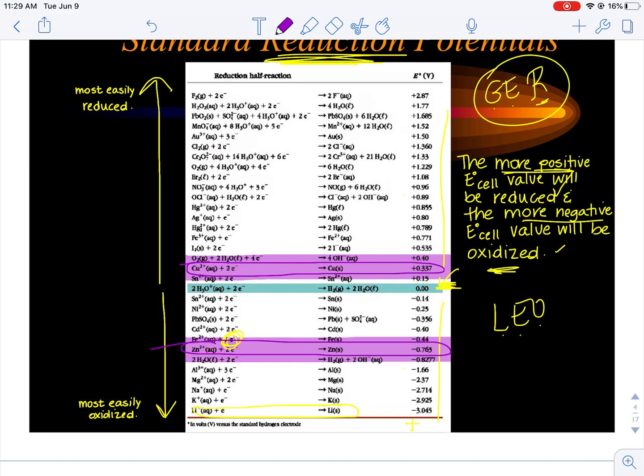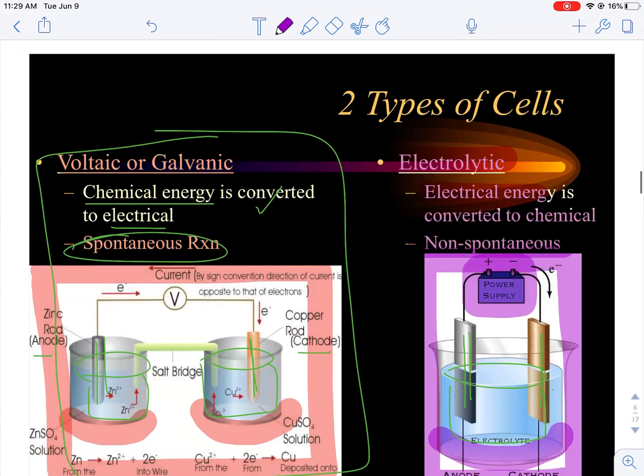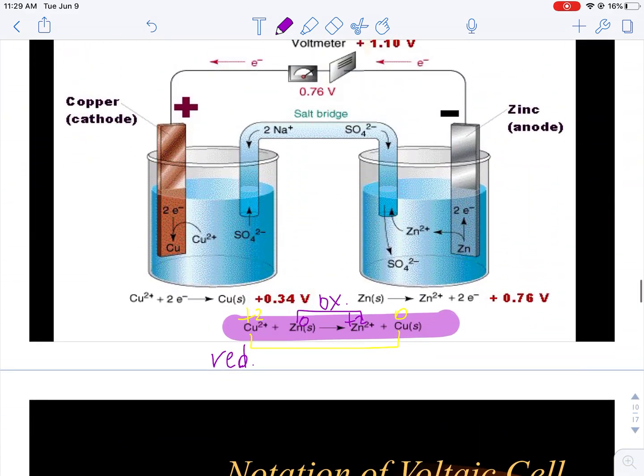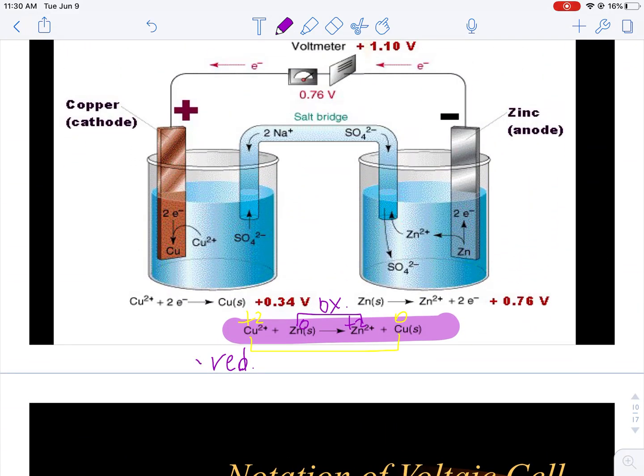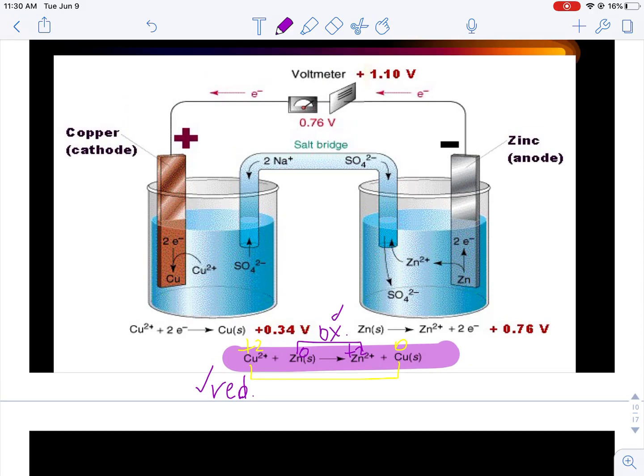There are 2 half reactions. According to what we said about the standard reduction potential chart, looking at these 2 E-cell values, the one that's more positive will be reduced, and the one that's more negative will be oxidized. Copper 2 plus, that's more positive. Zinc 2 plus, that one's more negative. Double checking, that's exactly what we said. The copper was being reduced, the zinc was being oxidized. So I just want to share with you how that's matching with our standard reduction potential chart.